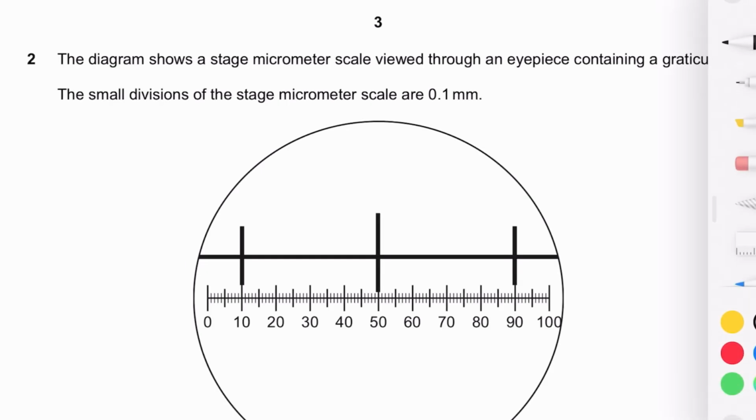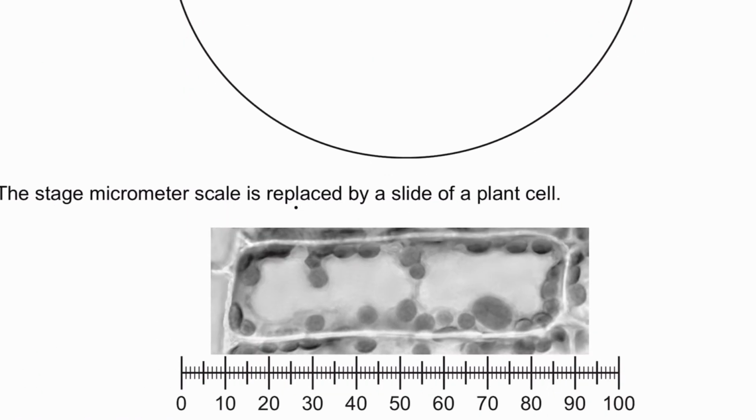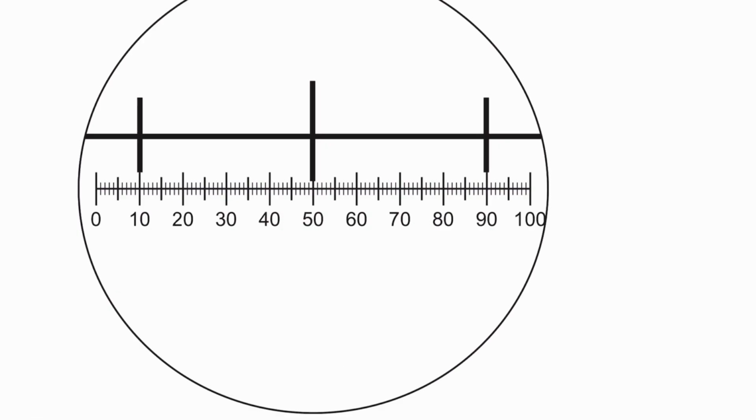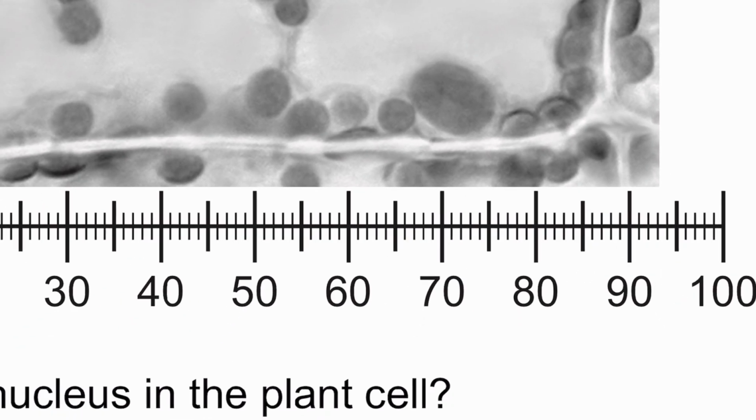The diagram shows the stage micrometer scale viewed through an eyepiece graticule, and small divisions of the stage micrometer scale are 0.1 millimeters. The stage micrometer scale is replaced by the slide of a plant cell. What's the actual length of the nucleus of the plant cell? Okay, first things first, he gave us a calibrated stage micrometer unit, so we know the length of one stage micrometer unit. We don't have the length of the eyepiece graticule units. We want the length of the nucleus, and we have it against the eyepiece graticule.